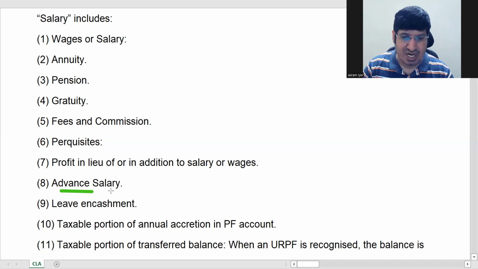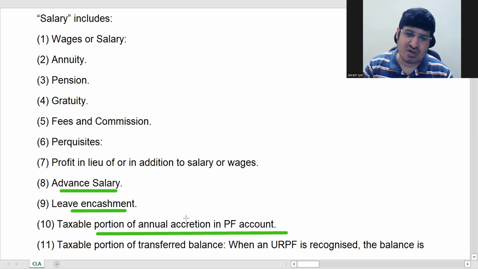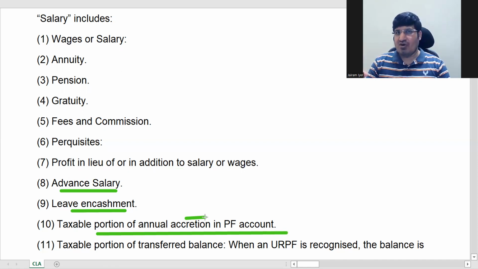And then you've got advance salary. We have seen leave encashment, and we will be discussing these things later. Taxable portion of annual accretion in PF account. Accretion means growth, right? Your PF account will grow because of fresh contributions from you and your employer, correct? So they're talking about annual accretion, which is growth.